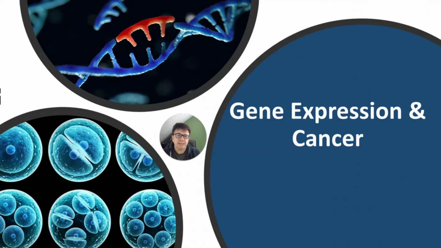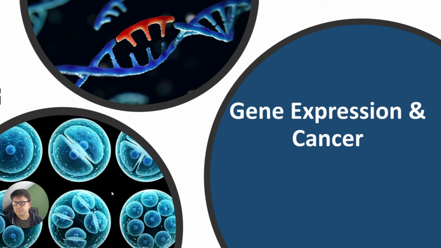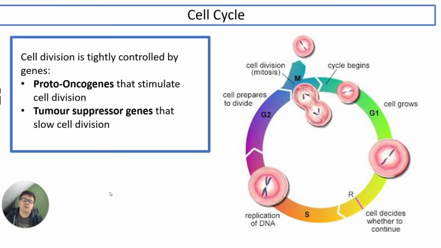So the next form of gene expression we're going to talk about is gene expression and cancer, which is the uncontrolled cell division. So we need to understand what happens in terms of the genes related to the cell cycle. So first of all, just to remind you about the cell cycle. The cell cycle you would have learned about when you talked about mitosis, so interphase and mitosis, but cell division is tightly controlled by genes. Otherwise you would get cells being produced all of the time.